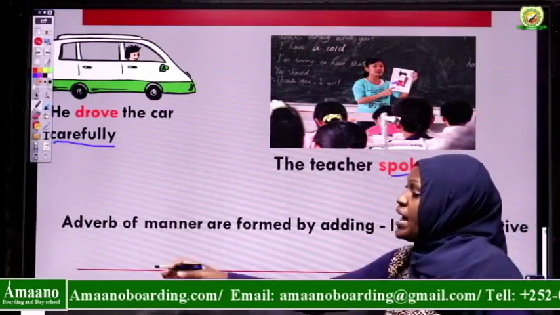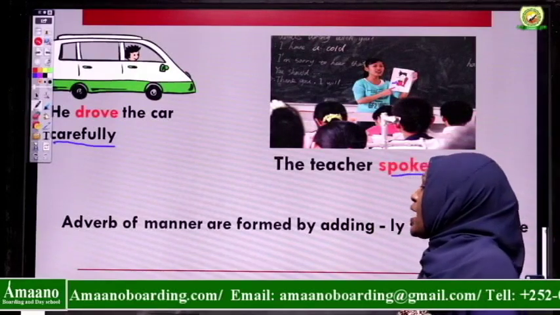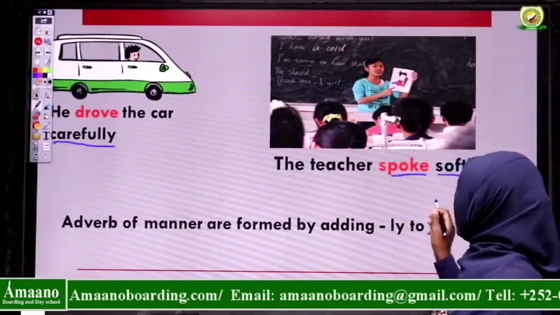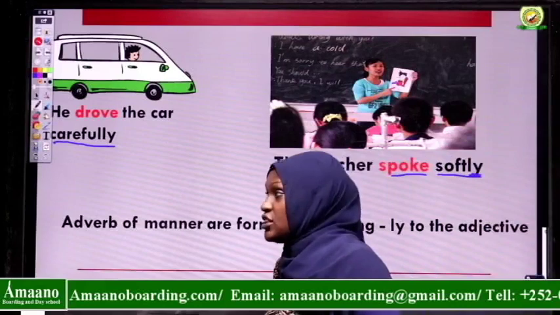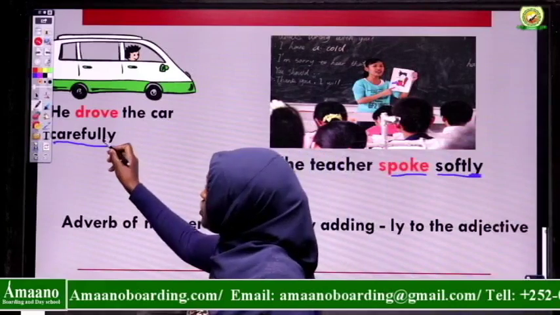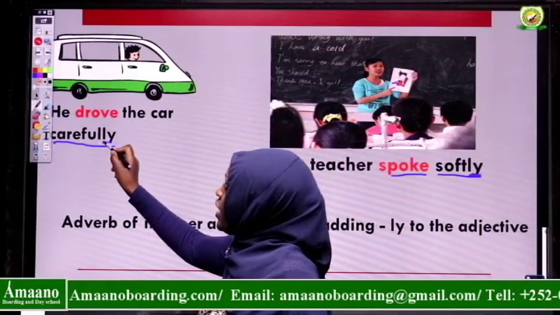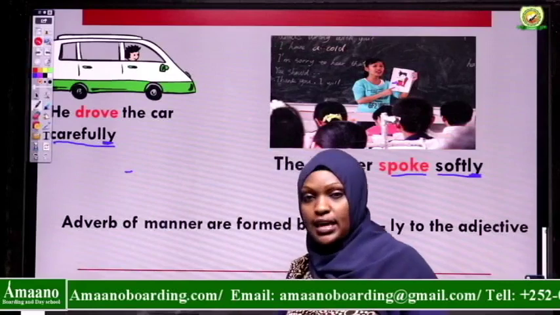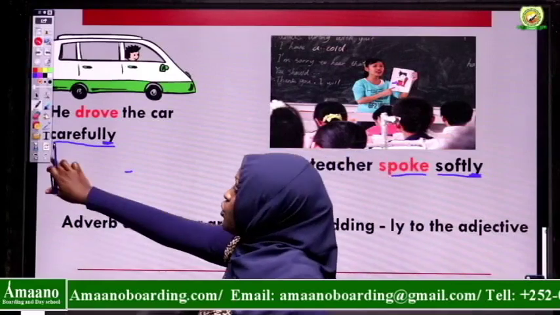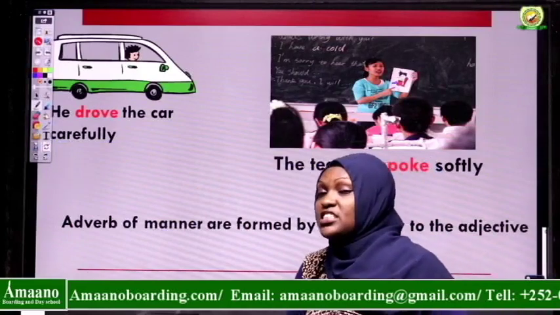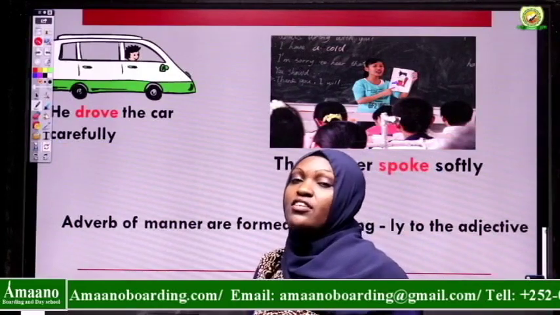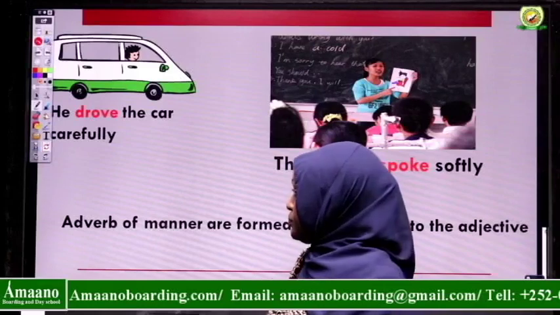So adverbs of manner are formed by adding ly. You can see we are adding ly at the end of the adjective. How did he drive the car? He drove the car carefully. We have ly at the end there. So you find that we are adding ly to the adjectives to form the adverb of manner.